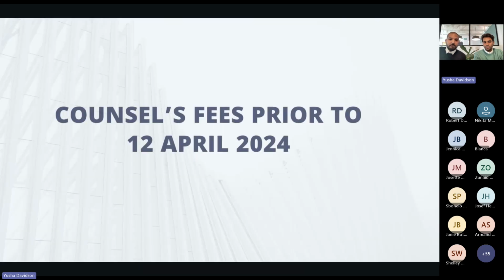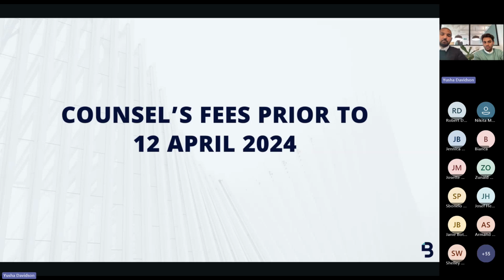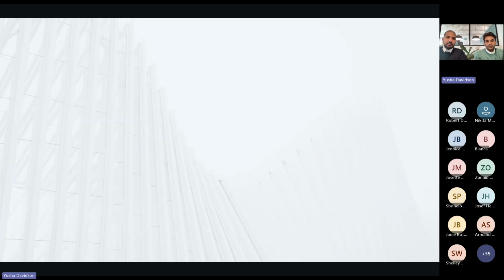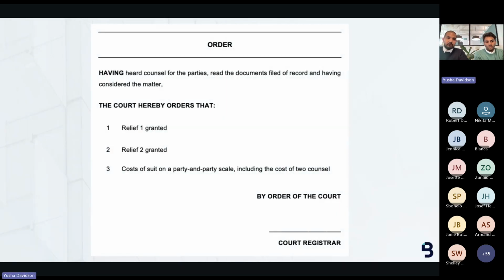We're going to kick it off by looking at counsel's fees prior to 12 April 2024, which is essentially the current position. As per the current rules, your court order will look something along the lines of what you're seeing on your screen. The presiding officer will grant you your relief on a good day. You'll get all the relief that you requested in your notice of motion, and on one of the last prayers, you will have a reference to your costs of suit.